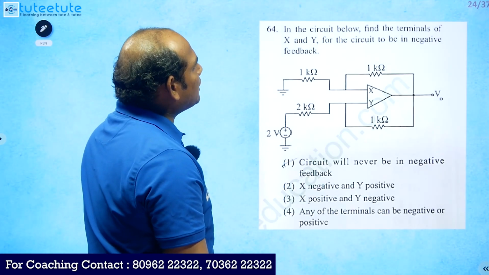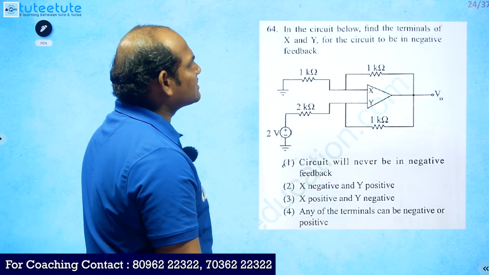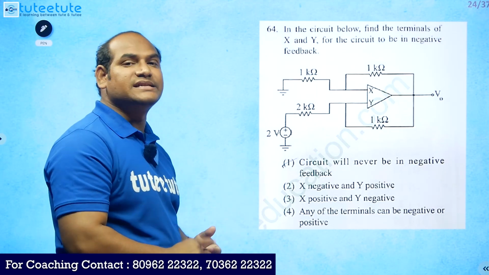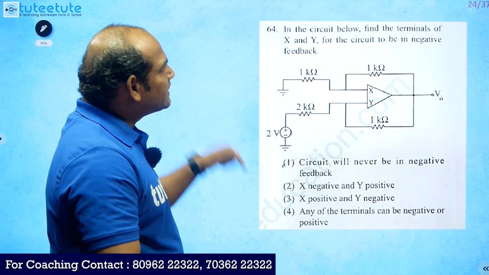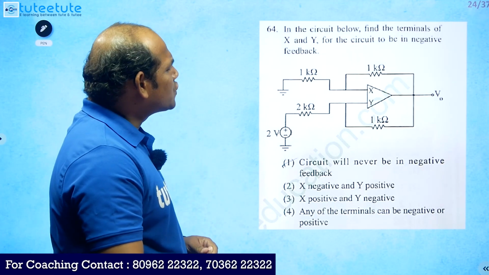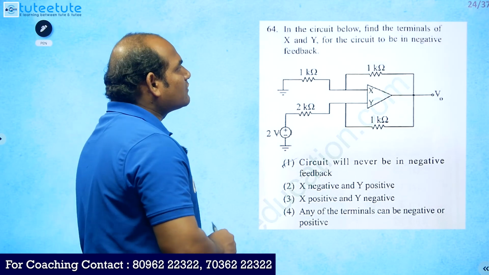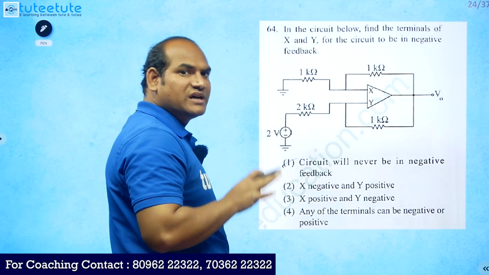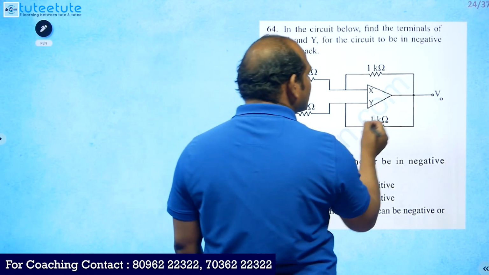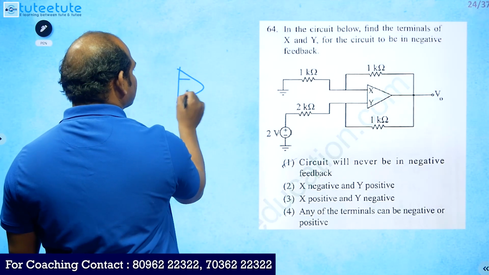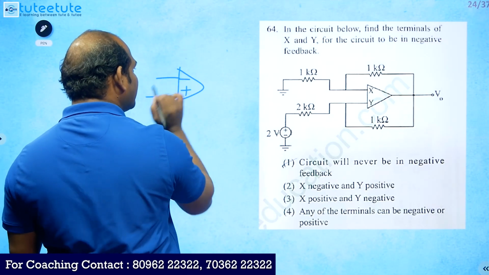Next, in the circuit below, find the terminals X and Y for the circuit to be in negative feedback. Here they are not saying that it is in negative feedback. In order to have the negative feedback, what are the polarities of X and Y? Those things we have to calculate. So in order to have that, how to tell that? If it is in negative feedback, what is the meaning of that?